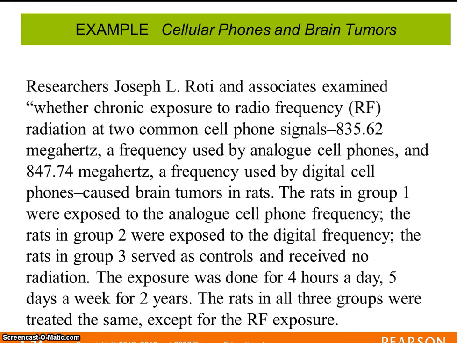Here's another example. Now this would be an example of an experiment. Researcher Joseph Roddy and associates examined whether chronic exposure to radio frequency radiation at two common cell phone signals, a frequency of 835.62 megahertz and a frequency used by analog phones of 847.74 megahertz, which is a frequency used by digital cell phones. Then they tested this on rats, and the rats in group 1 were exposed to the analog cell phone frequency, the rats in group 2 were exposed to the digital frequency, and the rats in group 3 served as controls and received no radiation. Since we are controlling for a variable here, this would be an example of an experiment, not an observational study.